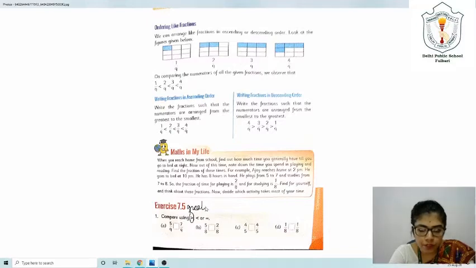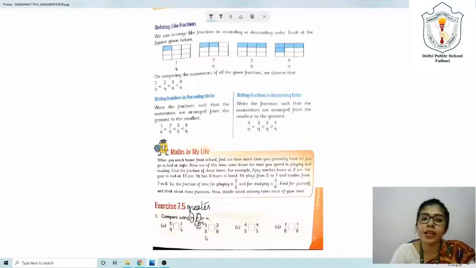Here I'm writing it for you. This is less than. And the last one, you already know that it is equal to. So this is greater than, this is less than or smaller than. Okay. So let us do which is greater, which is smaller, or which is equal.